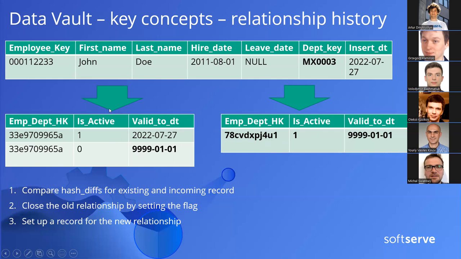Not link, but satellite to link for the first records. And so this is the first relation we had. So it was San Francisco, now it's Mexico. So San Francisco satellites to link will be appended with null, which will have the high timestamp value, which means it's no longer an active relationship, and there will be a new record created in satellites to link for a relation between John Doe and Mexico with active flag set to one.